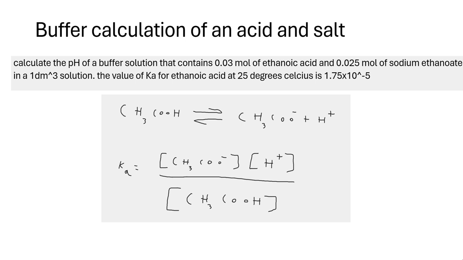So, buffer calculation of an acid and a salt. Calculate the pH of a buffer solution that contains 0.03 moles of ethanoic acid and 0.025 moles of sodium ethanoate in a 1 decimeter cubed solution. The value of Ka for ethanoic acid at 25 degrees is given. As you know, the ethanoic acid is dissociating into ethanoate ions and H plus. Hence I can write a Ka expression: Ka equals CH3COO minus times H plus over CH3COOH. That's just a standard Ka expression.